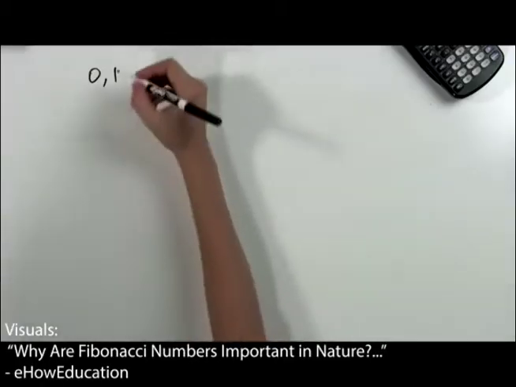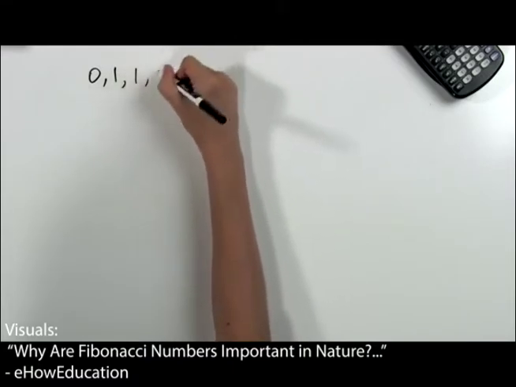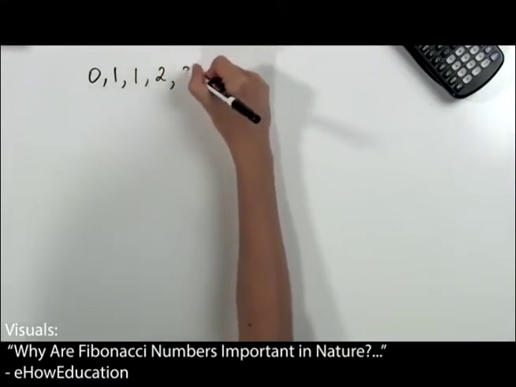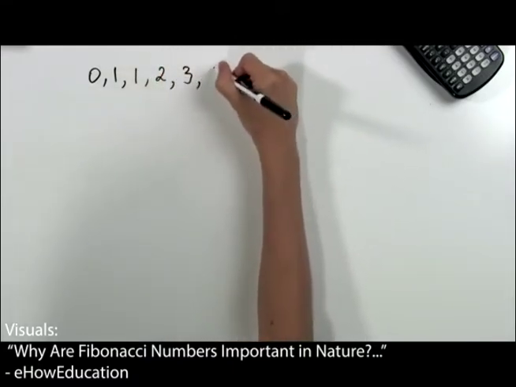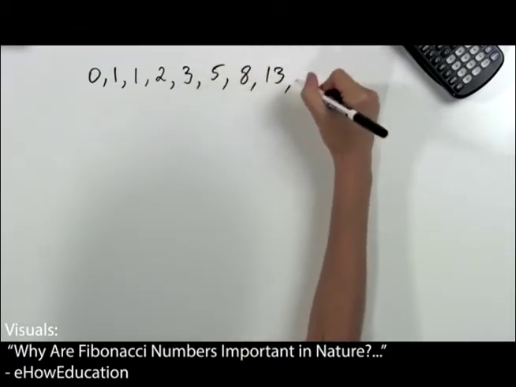The Fibonacci sequence is a series of numbers where the following number is the sum of the two previous numbers. 0 and 1 is 1, 1 and 1 is 2, 2 and 1 is 3, 3 and 2 is 5, 5 and 3 is 8, 8 and 5 is 13, and so on and so forth.